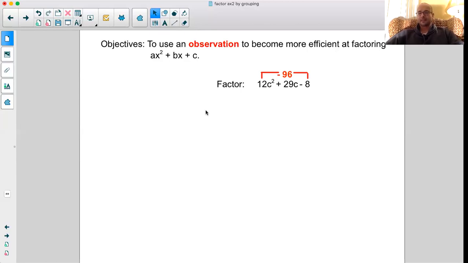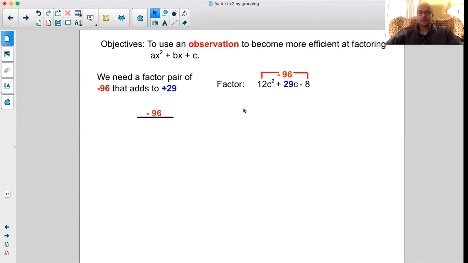Negative 96 is an important product. We have to find a factor pair of negative 96 that adds to positive 29. So it's very much like what we were doing when we didn't have a number in front of c squared. We're saying, hey, what two numbers multiply to this and add to this? Let's go with that as our basis. What we do with it is going to be a little bit different here, but negative 96 is still the product, and 29 is the sum. So let's get to work on that.